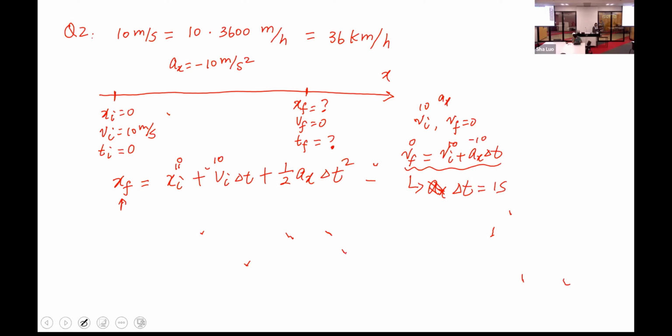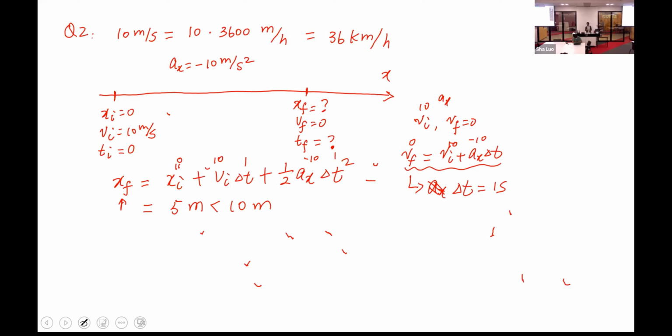So this is the 1 second. Okay, negative 10 and 1 here. You will be able to find out the final distance, which equals 5 meters here. 5 meters is less than 10 meters, which means I can stop in time. When I stop, he's still 5 meters ahead of me, right? So well done. This is question 2.